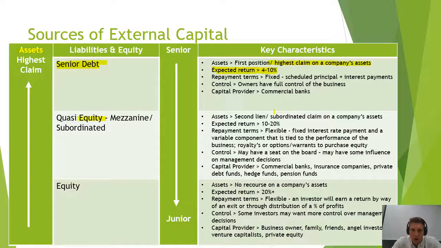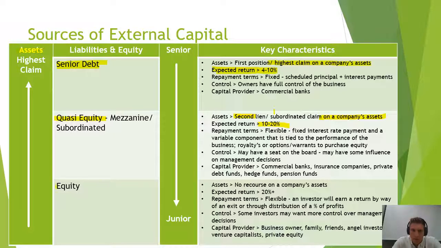Now, quasi-equity lenders have a second lien on a company's assets. So a quasi-equity lender has to wait until a senior lender recoups all their capital before a quasi-equity lender can make a claim on a company's assets. And as a result, a quasi-equity lender is taking on more risk. And the result of that is that the cost of capital is higher.